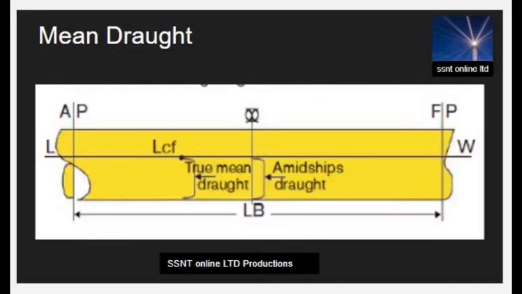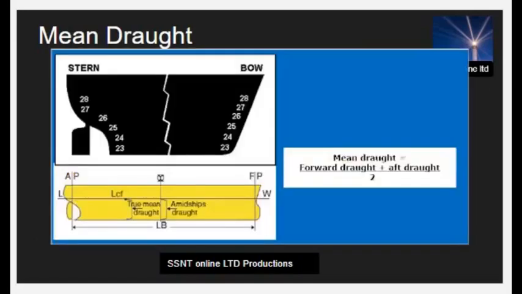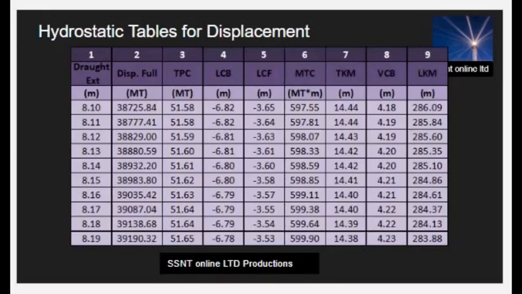Strictly speaking, the true mean draft and the midships draft are different. This difference matters with draft surveys to accurately calculate the quantity of cargo transfers. Here, we are just concerned with monitoring transfer operations on small ships. For our purposes, we will use the forward draft, at the draft mark, plus the aft draft, at the draft mark, divided by 2. The hydrostatic tables provide the ship's displacement for each mean draft.